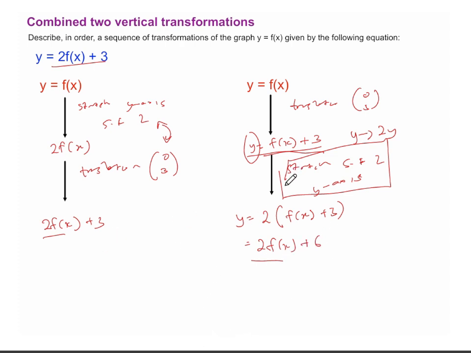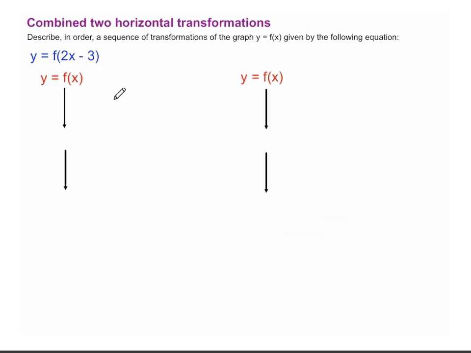So if you can see here, there is a problem. Why? Because we started off with the translation and it gave us a different answer than what we wanted. So the order here matters because they are both vertical transformations. Okay, let's look at one more example. Now let us see what happens if they are both horizontal. So again, we're going to start off with stretch. Remember, this is in the x direction.